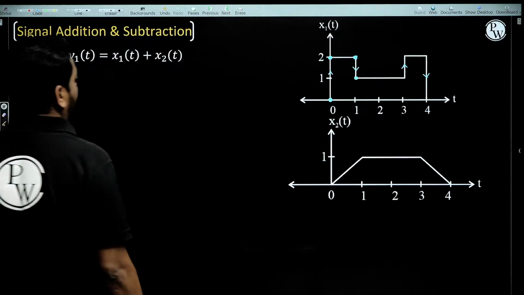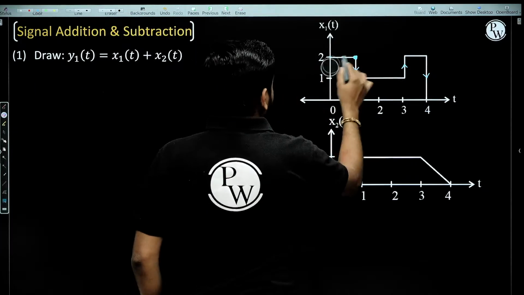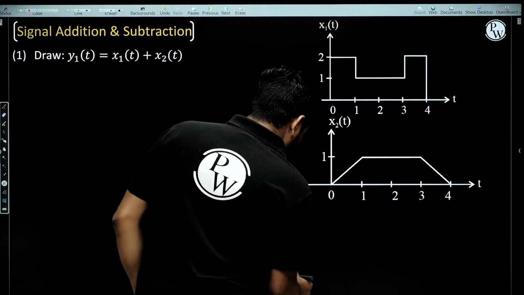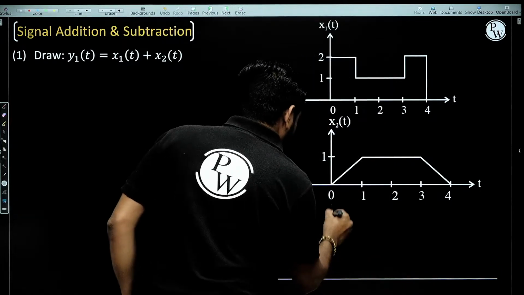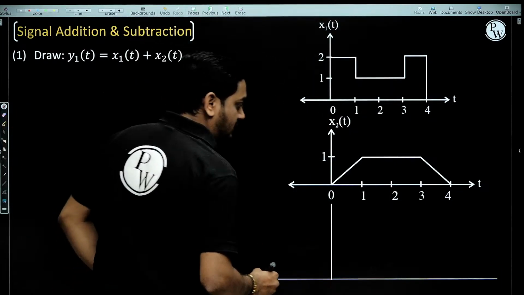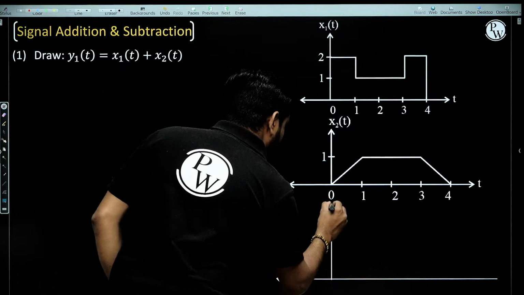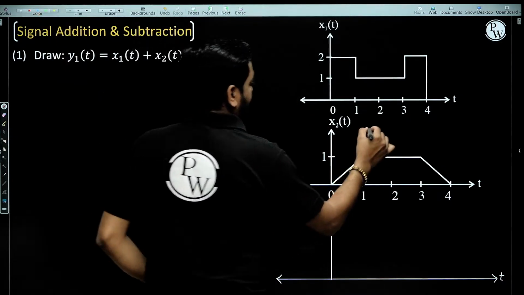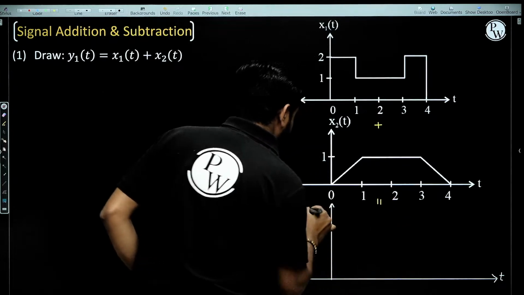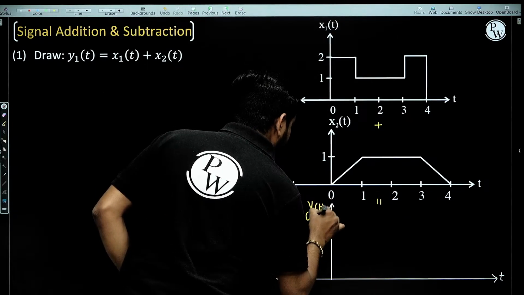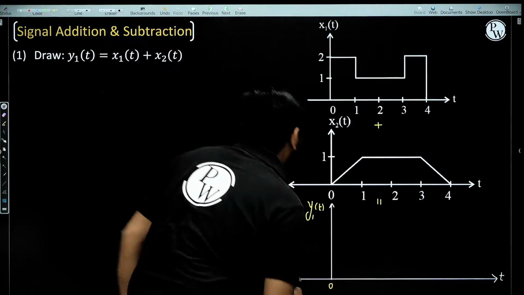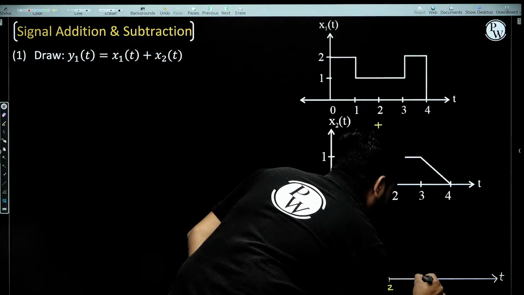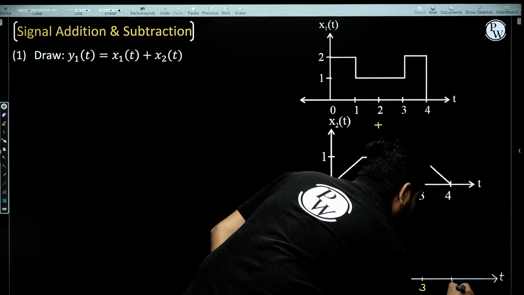So let us start guys, let us start. So here I am drawing the resultant signal. Okay, so the resultant signal after addition of these two, they are writing y1 of t. So this is 0, then 1, 2, 3, 4 guys.